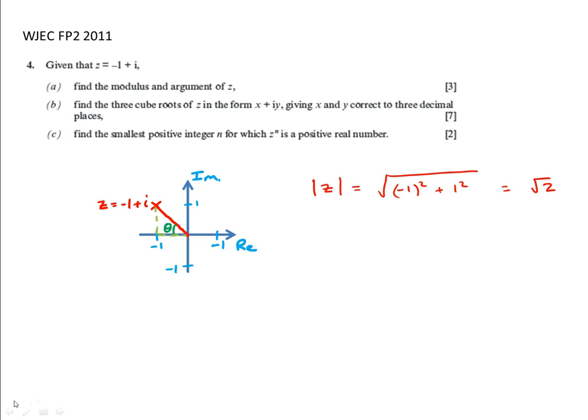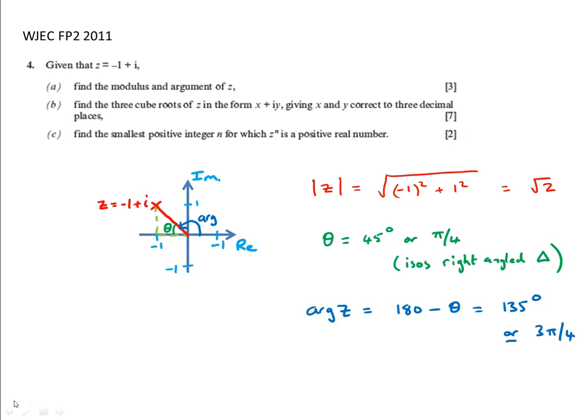From the diagram, we can see that the triangle that we've got drawn there is an isosceles right-angled triangle. So the angle theta must be 45 degrees, or pi by 4, which means that the argument of z, which is the angle from the positive real axis round to z, must be 180 minus theta, or 135 degrees, or pi take away pi by 4, which is 3 pi by 4.